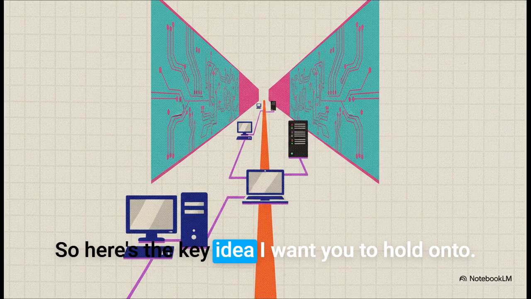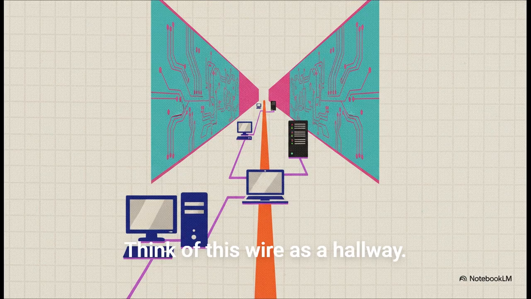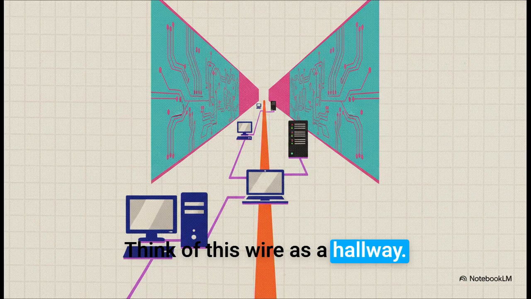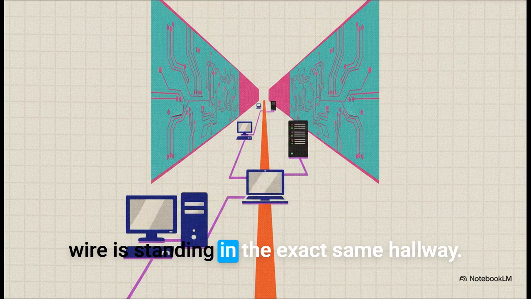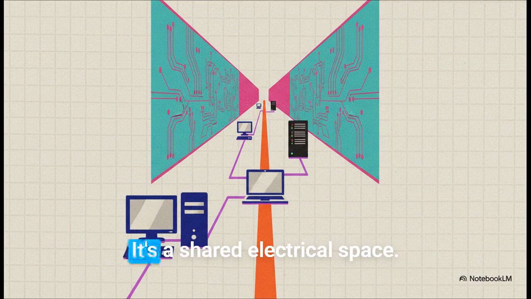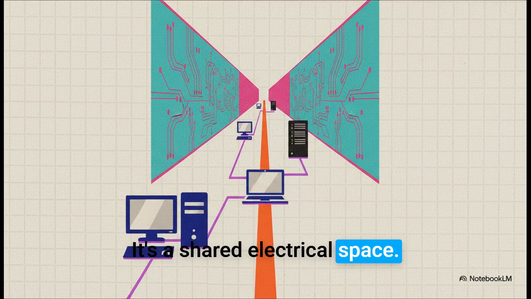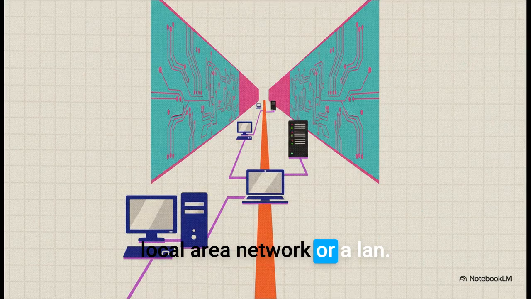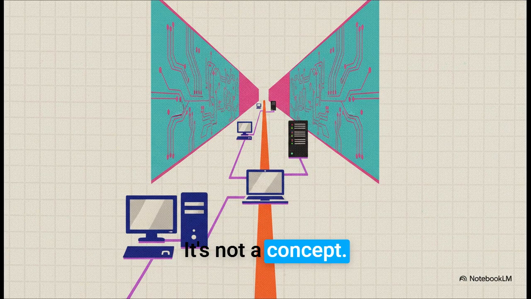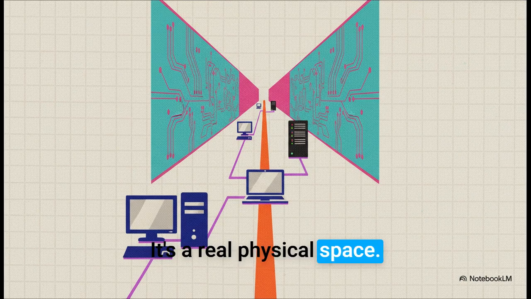So here's the key idea I want you to hold on to. Think of this wire as a hallway. Every single device that's plugged into that wire is standing in the exact same hallway. It's a shared electrical space. This physical place is a local area network, or a LAN. It's not a concept, it's a real physical space.